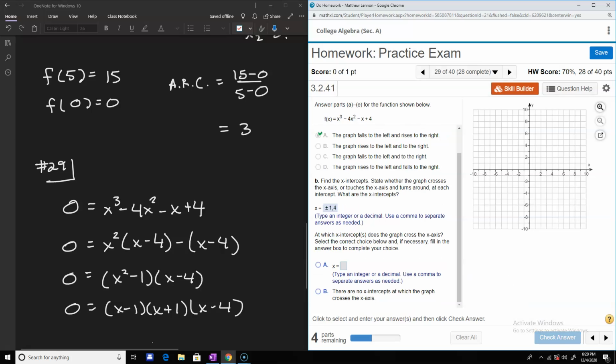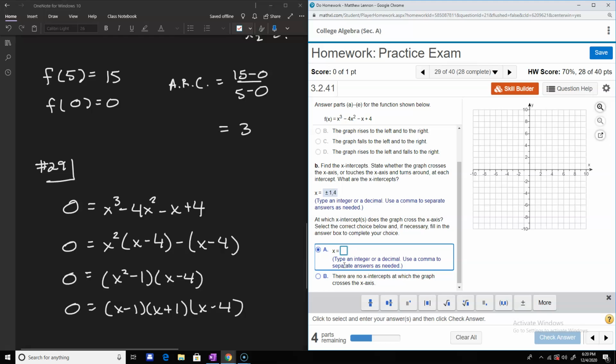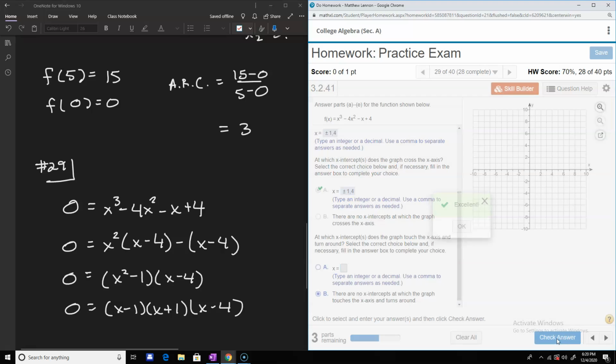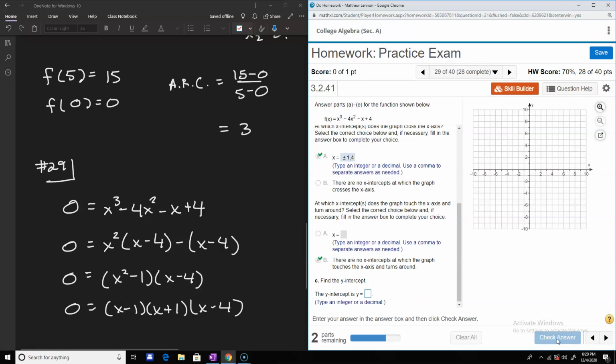Where do they cross the x-axis? Well, all of them are just raised to the power of 1, so they have multiplicity 1. If they have an odd multiplicity, they will cross the x-axis. So it crosses the x-axis at each of those 3 x-intercepts, so plus or minus 1 and also 4, and it doesn't touch and turn around at any x-intercepts. There's none with even multiplicity.